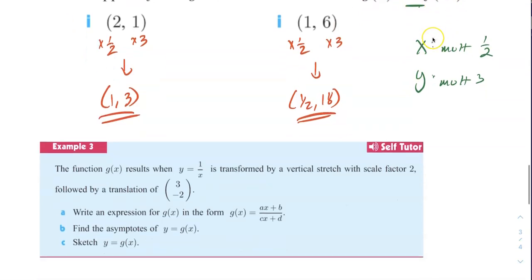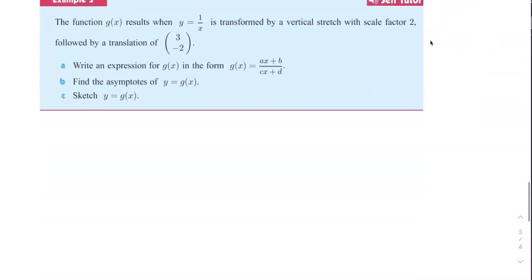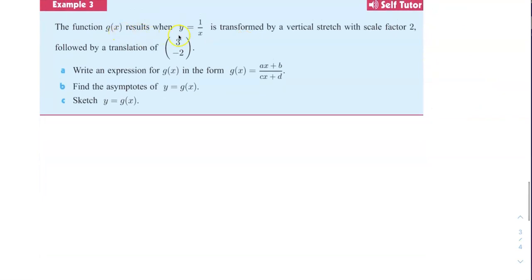So that's the idea. So let's do one more. The function g of x results when y equals 1 over x is transformed by a vertical stretch with scale factor of 2, followed by a translation of (3, -2). Okay, so kind of putting everything together.